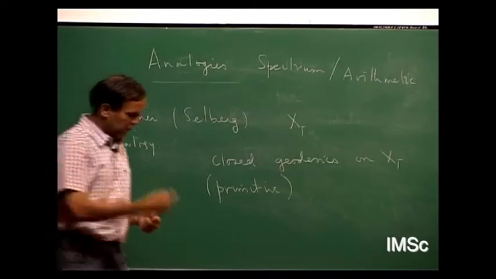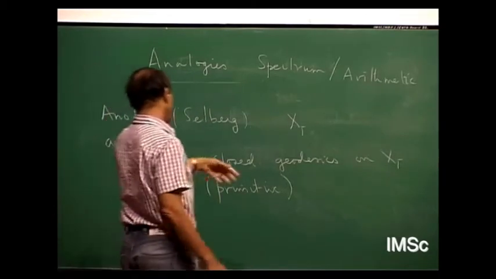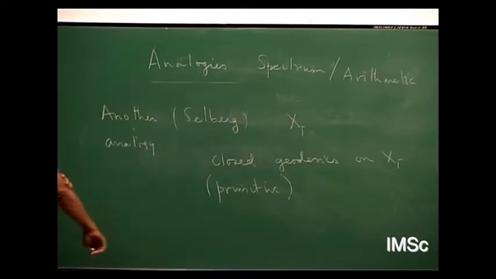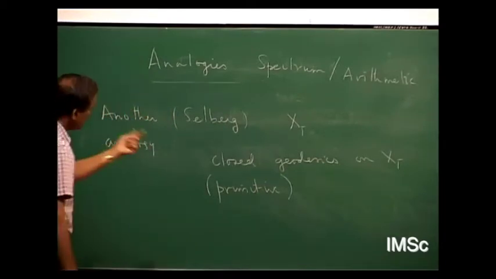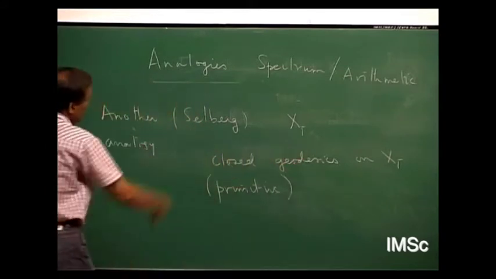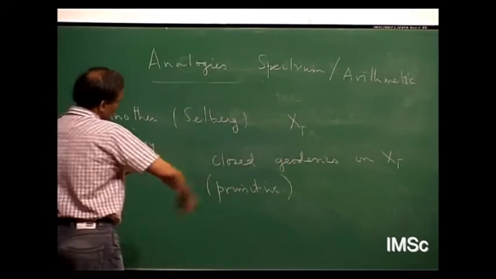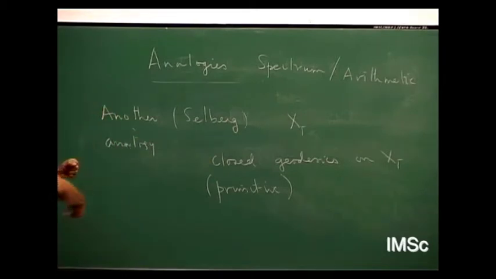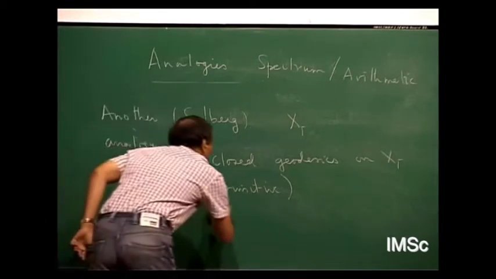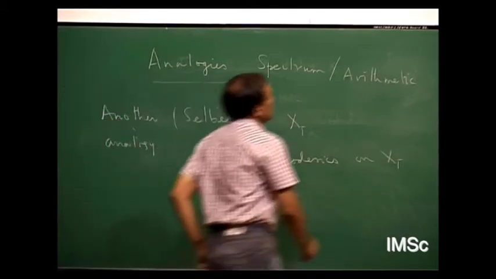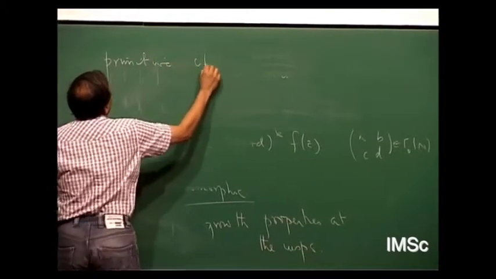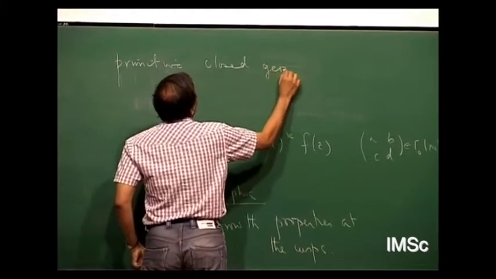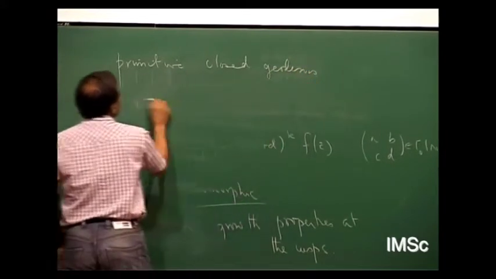So geodesics are paths on the space which are locally length minimizing and they are smooth paths and you want it to be closed, which means it comes back and it's primitive in the sense you're parametrizing it so it comes back only once, it's not looping around many times around itself. So those are closed geodesics, so primitive closed geodesics. So Selberg said that primitive closed geodesics are like, in analogy with, prime numbers.